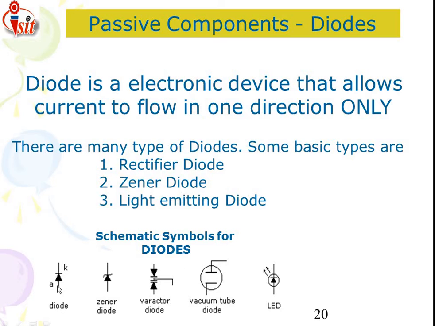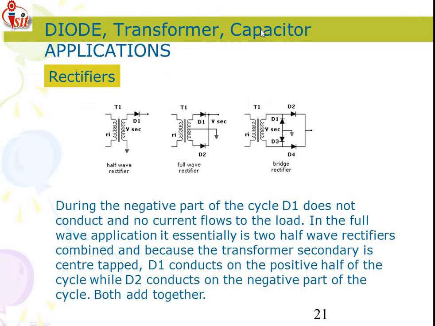First one is the plain diode, then the second one is the Zener diode, then the third one is the varactor diode, then the fourth one is the vacuum tube diode, then the fifth one is the LED, light emitting diode. Then the diode, transformer and the capacitor applications.